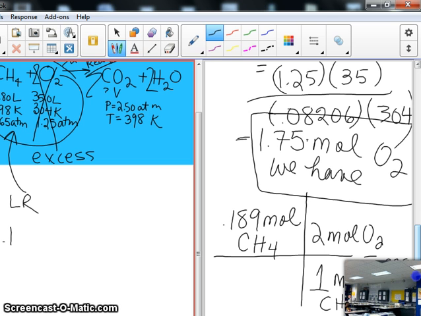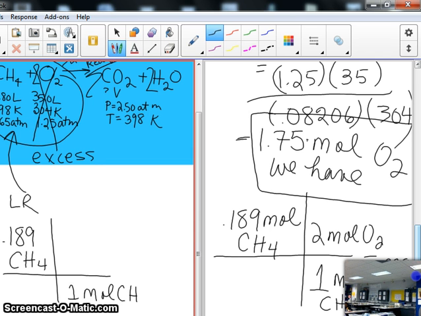So now we'll do a mole-mole between our limiting reagent and our product, which was the CO2. And what's nice is they're in a 1-to-1 relationship here, right? For every 1 mole of CH4 that you react, you'll generate 1 mole of CO2. So that gives us, God bless you, 0.18.